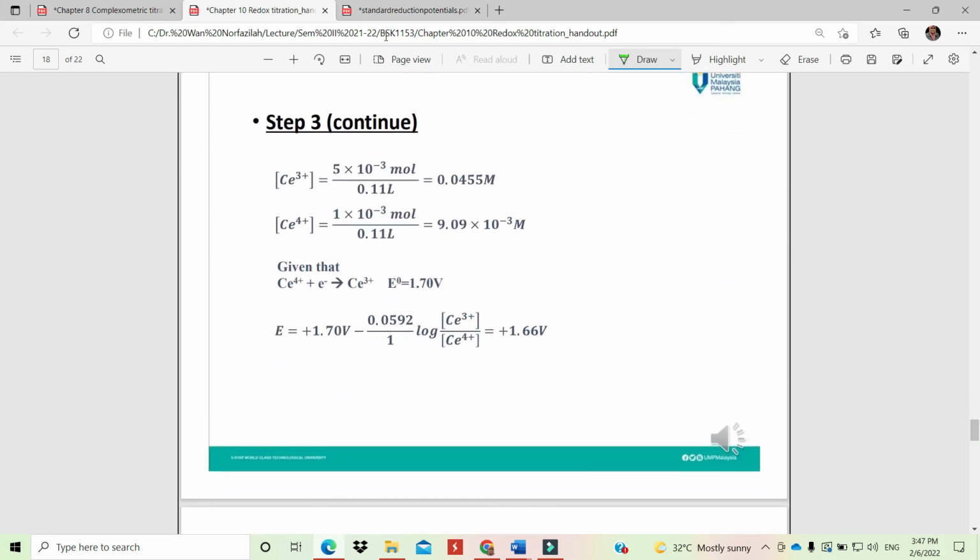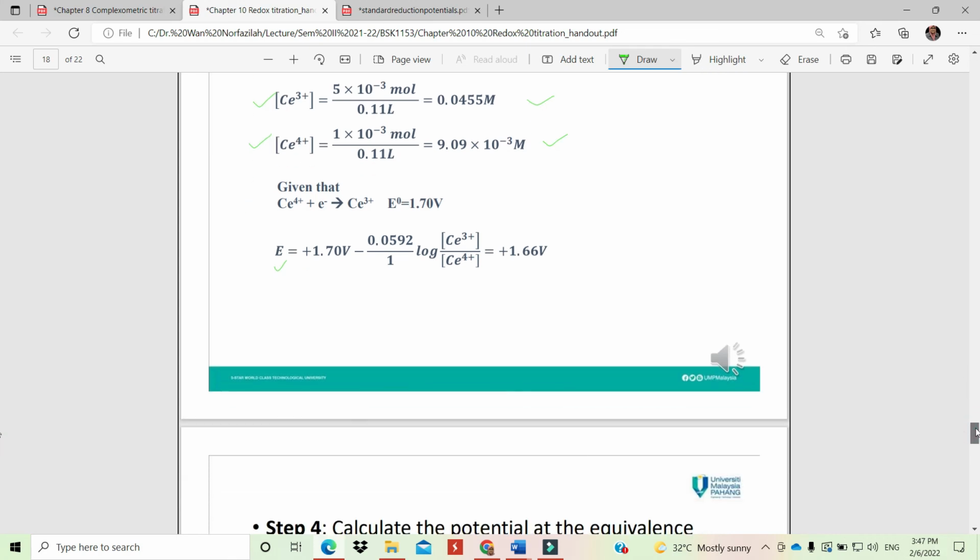So now we are calculating for cesium 3 plus and 4 plus because they are in excess. Okay, dah dapat ni, divide dengan new volume. So we will find the standard reduction potential for cesium, because it is in excess. Now we can get the E cell. Okay, E cell for the titration in excess.